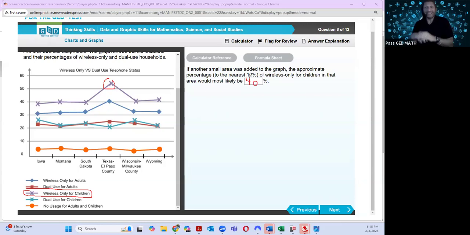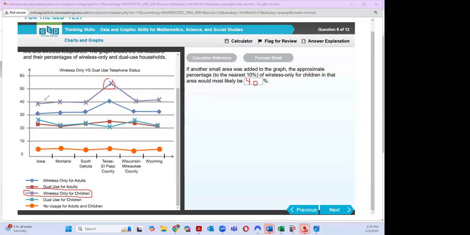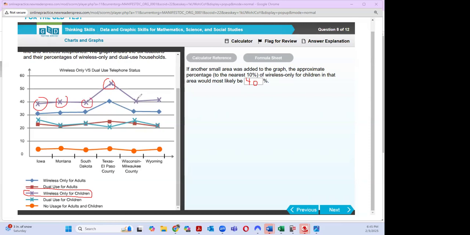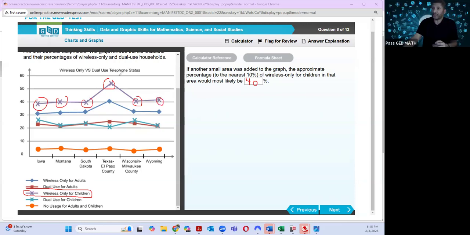That's just looking at the trends that the graph is telling you. Because in Iowa it's 40, and Montana is 40, and South Dakota is 40, and Wisconsin, Milwaukee is 40, and Wyoming is 40. Now Texas, El Paso is about 55, but out of the six possible locations, five of them are 40.